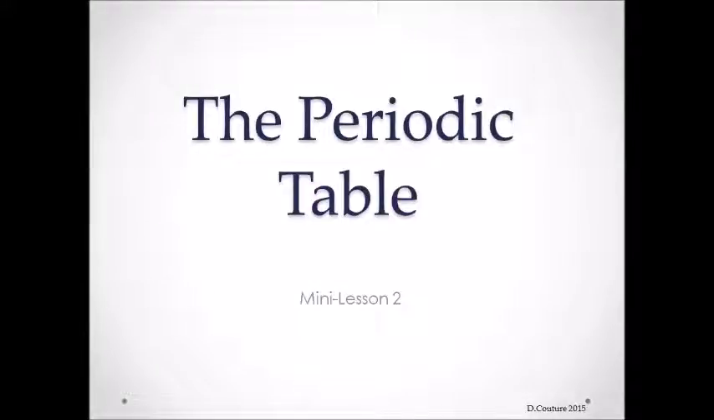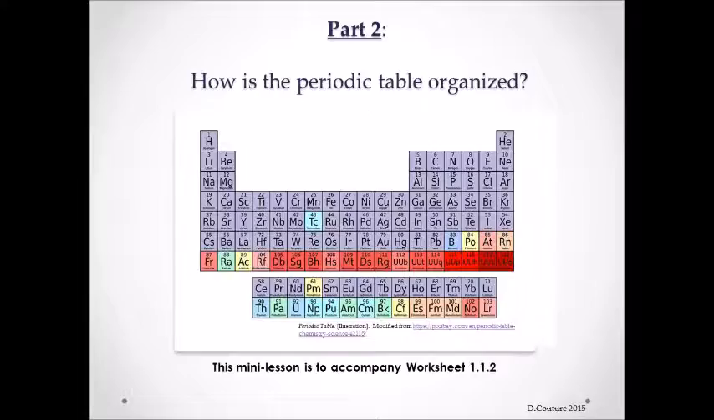Welcome to the second mini lesson on the periodic table. During this lesson, we hope to answer the question, how is the periodic table organized? In the process, we're going to be talking about groups and periods and the three main categories of metals, metalloids, and nonmetals.